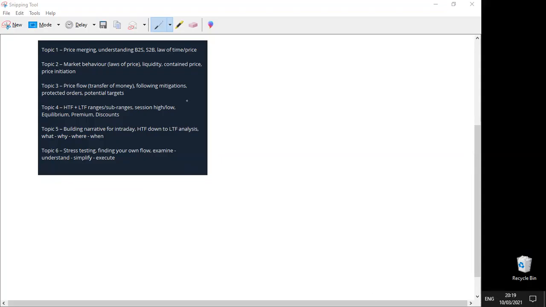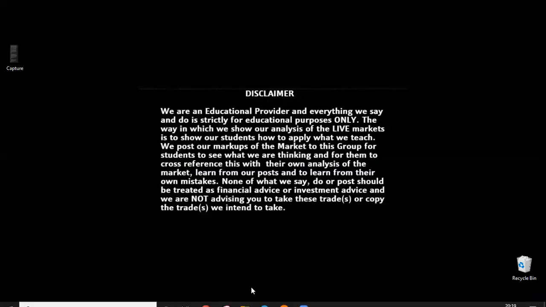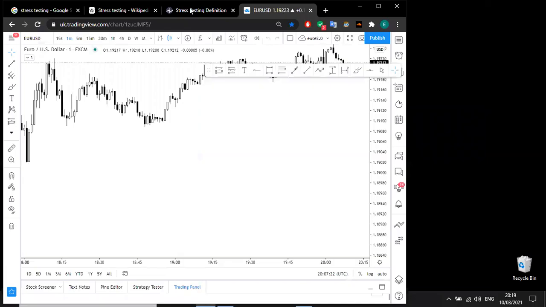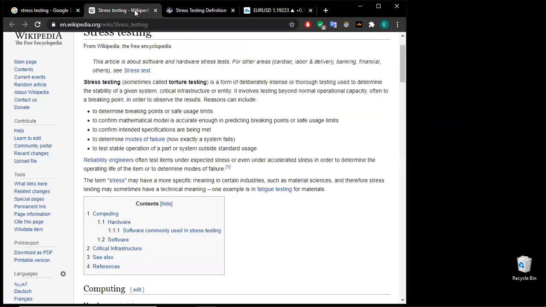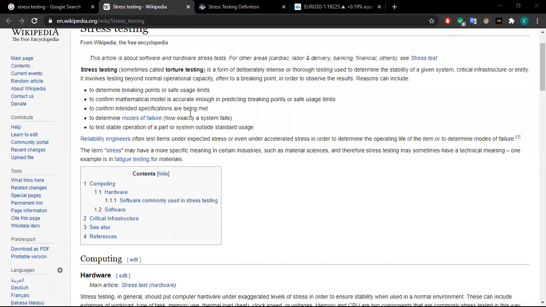So let me actually pop it up quickly. All right, let me get this definition here. This is actually a really good definition. Nice one, Wikipedia. So stress testing, sometimes called torture testing, is a form of deliberately intense or thorough testing used to determine the stability of a given system. In relation to this is your logic and your ideas from what you've understood from higher time frame to lower time frame. And it involves testing beyond normal operational capacity, often to a breaking point. This is very important in order to observe the results.